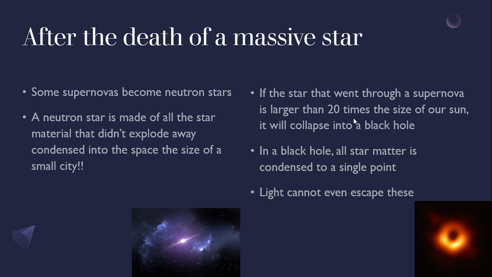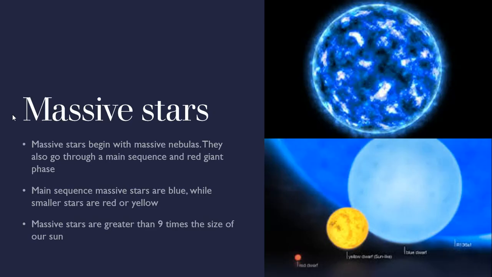After the death of a massive star, there's 2 options we have here. On the left side, we have a neutron star. If it's a smaller massive star, this is the path it will take. A neutron star is made of all the star material that didn't explode away, and it gets condensed into the space the size of a small city, which is just crazy, crazy dense.